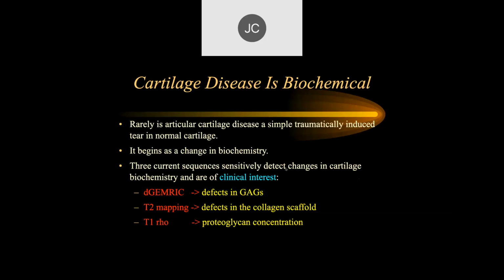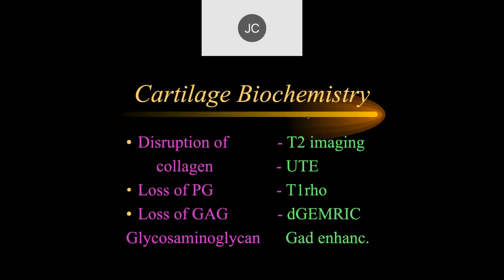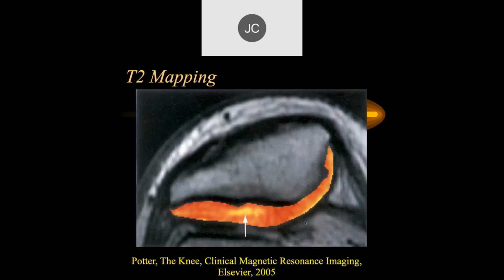So it begins. So let's look at the biochemistry. Well, actually, you get disruption of the collagen, most likely. Then you get loss of proteoglycan and loss of glycosaminoglycans. The disruption of the cartilage is best seen by T2-weighted imaging and ultra-short TE imaging, loss of the proteoglycan by T1 rho imaging, and the loss of glycosaminoglycans by dGEMRIC and contrast enhancement.